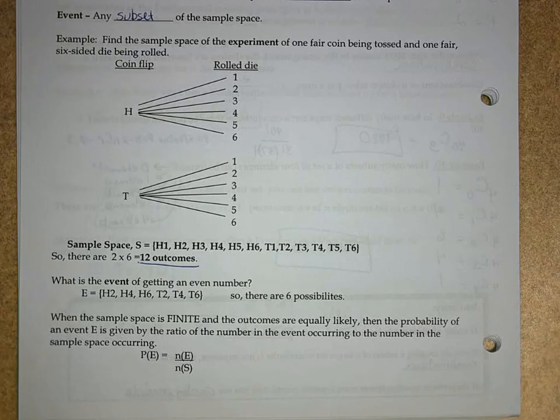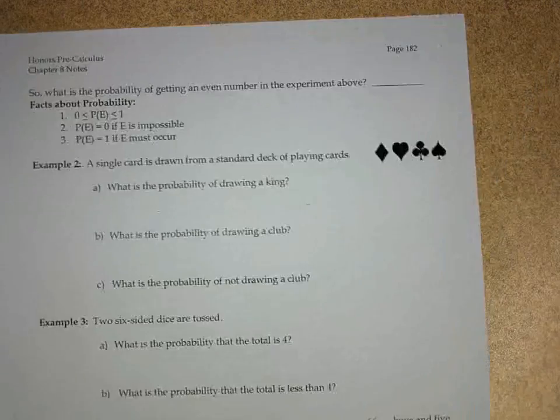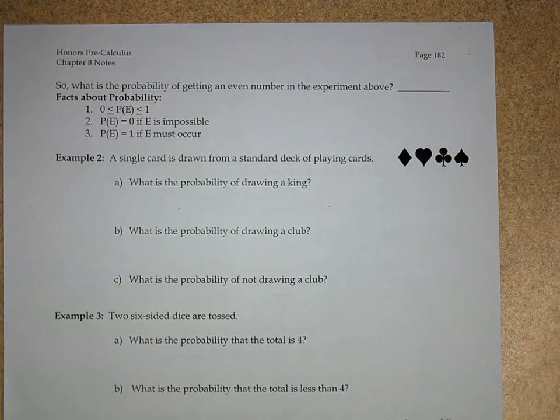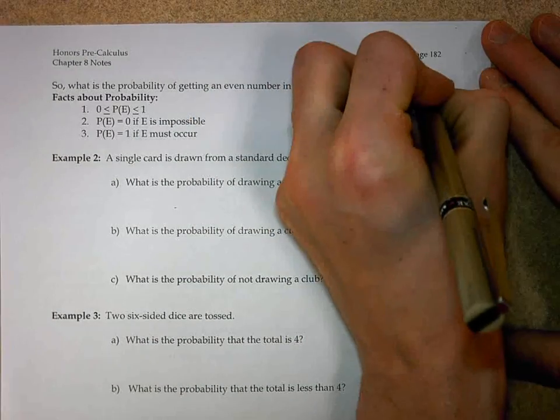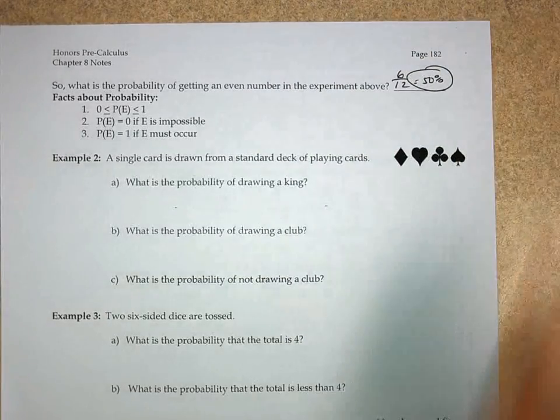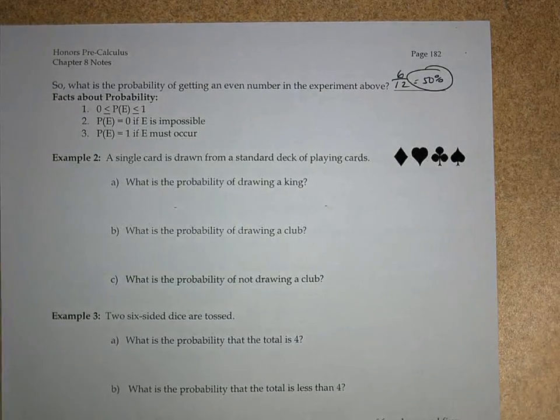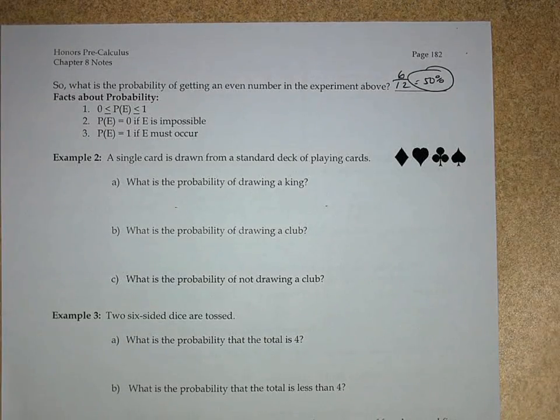The final piece then is when the sample space is finite and the outcomes are equally likely, then the probability is taking the ways the event occurs and dividing by the sample space. In other words, we want to find a percentage of how often this event will occur. So when we look at that even number in the experiment, there were 6 out of 12, which was 50%. 6 out of the 12 involved an even number, and there were 12 outcomes total, so 50%.